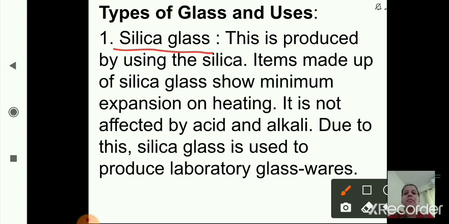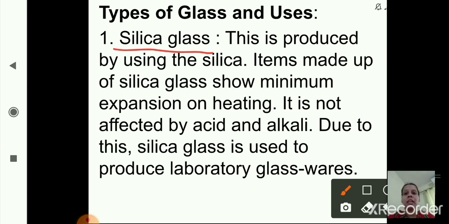Items made up of silica glass show minimum expansion on heating, and it is not affected by acid and bases. Alkali means base. Due to this, silica glass is used to produce laboratory glasswares, means laboratory instruments. So this is the first type of glass, silica glass.